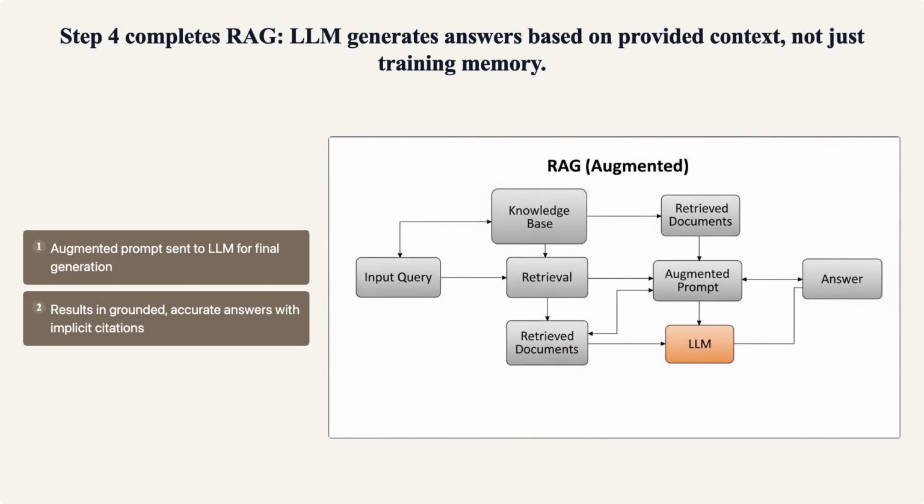Step 4 completes the process. The fully formed augmented prompt is sent to the LLM. The LLM generates a final answer based specifically on the context it was provided, not just its training memory. This is the generation part of Retrieval-Augmented Generation. The result is an answer that's grounded in your actual data, accurate, and often includes implicit citations since the LLM is working from specific source material.